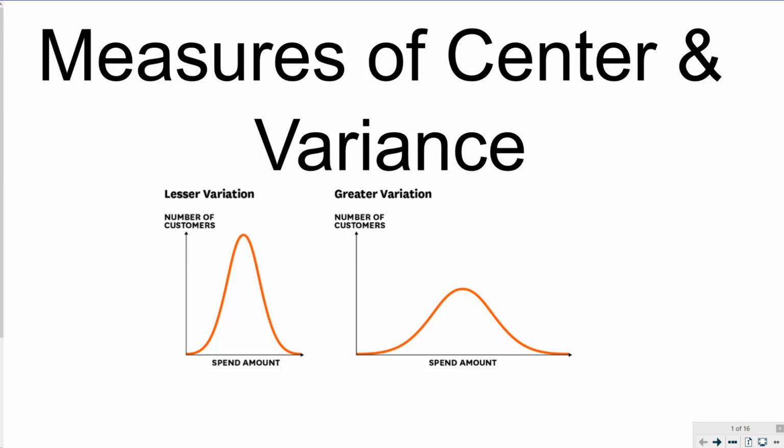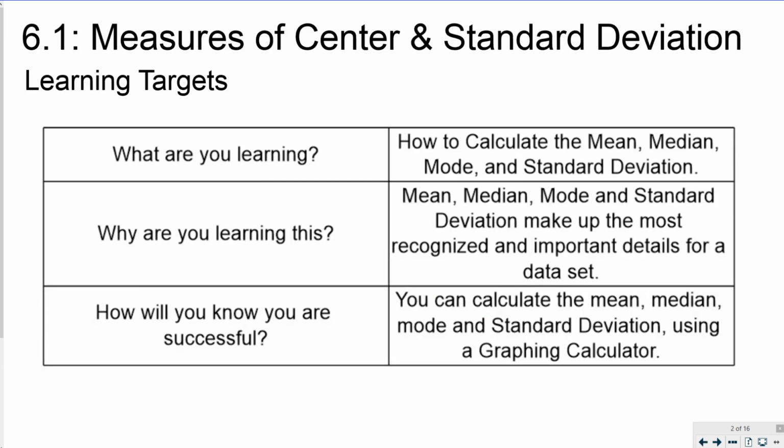Hi guys, and welcome to the video on measures of center and variance. In this video we're going to be learning to calculate the mean, median, mode, and standard deviation. These four things make up the most recognized and important details for a data set, and that's why we're learning this. You'll know you're successful when you can calculate the mean, the median, the mode, and the standard deviation using a graphing calculator.